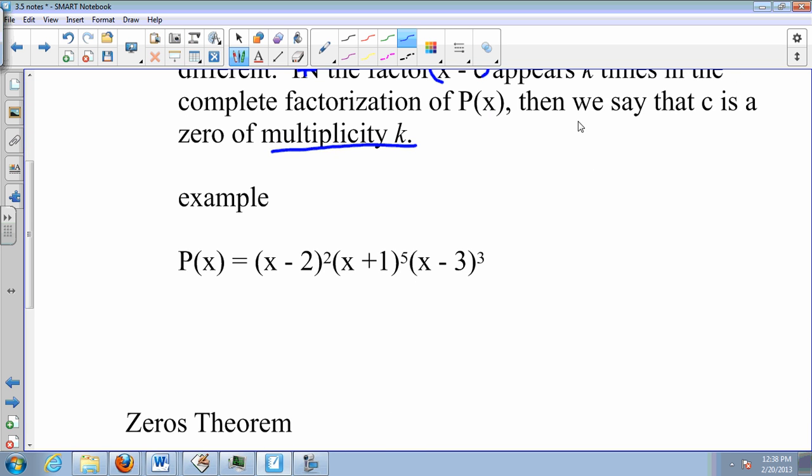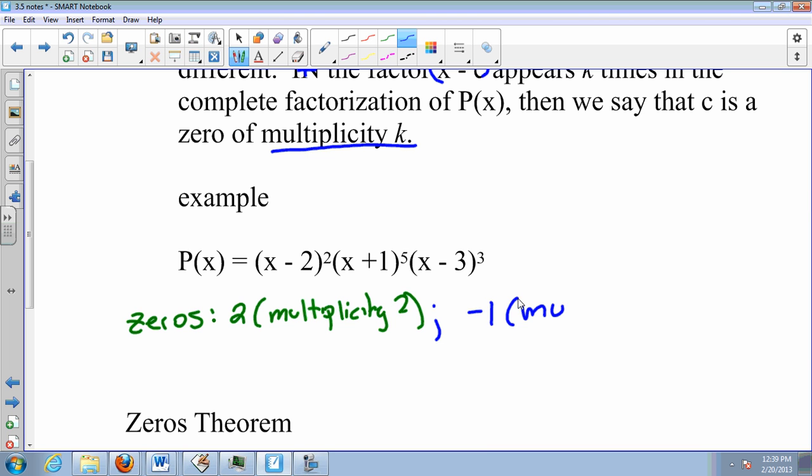So for example, we have P of x equals (x minus 2) squared times (x plus 1) to the 5th times (x minus 3) to the 3rd. So we get our zeros: 2 with multiplicity 2, negative 1 with a multiplicity of 5, and 3 with a multiplicity of 3.